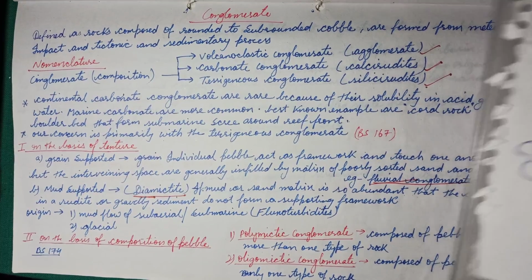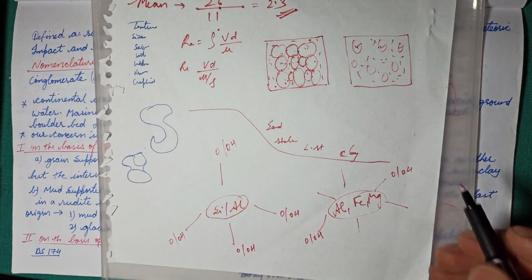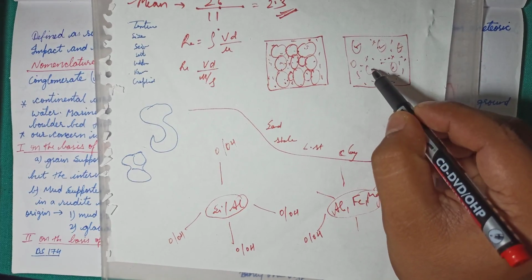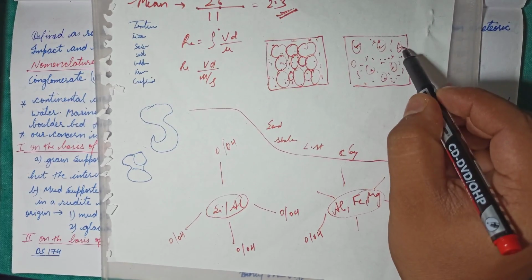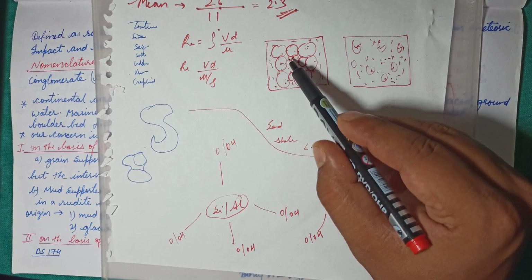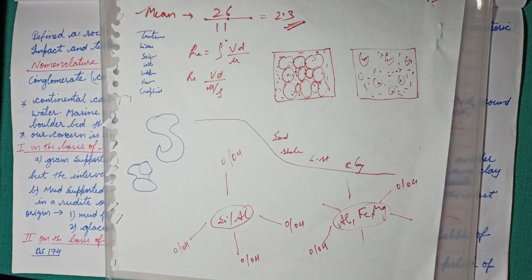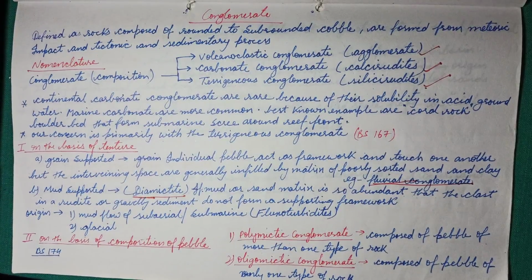Similar things you have seen here, that this matrix is so abundant that these clasts will not act as a framework. Here the matrix is abundant but not that much. Here the grains act as a framework. So this type of mud supported conglomerate you will find in mud flow of subaerial.